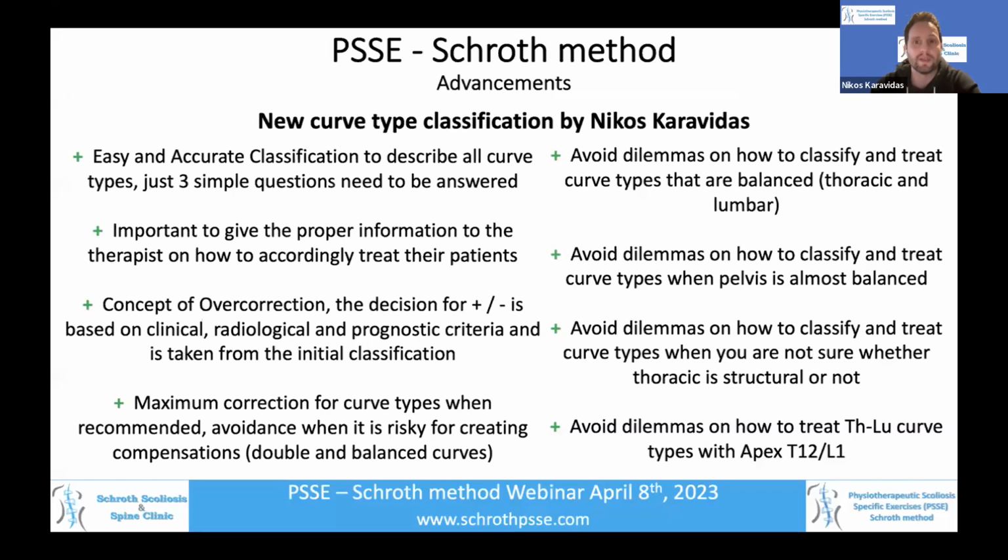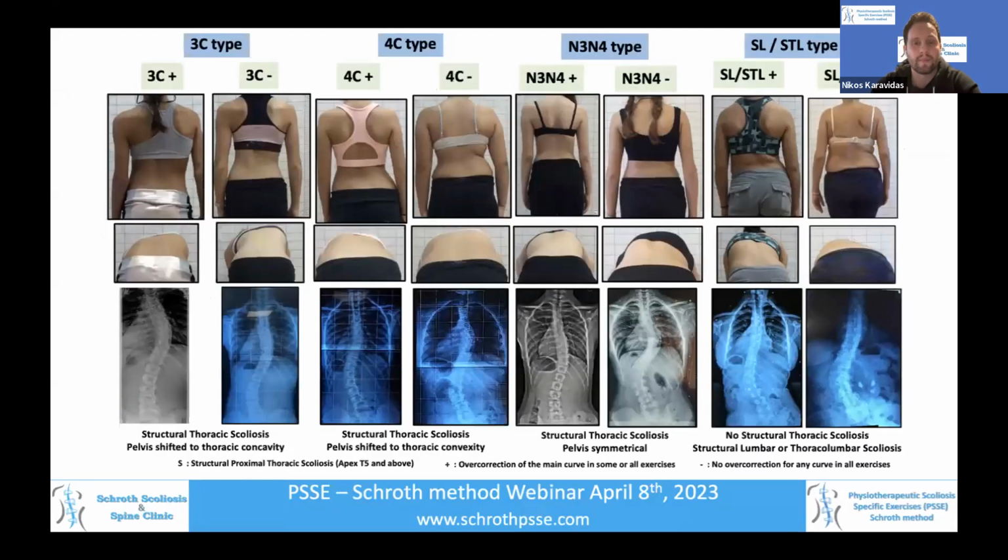And on the second section of this, my idea behind this classification was to avoid dilemmas that can be created for the therapist. So some of them could be how to classify and treat curve types that are balanced. So in some other schools, you have to decide whether the main curve is thoracic or lumbar. For us, it doesn't matter, because this can be very tricky sometimes. You will see some examples on the next slide. Also to avoid dilemmas on how to classify and treat curve types when pelvis is almost balanced, or how to classify and treat curve types when you are not sure whether thoracic is structural or not, or to avoid dilemmas on how to treat thoracolumbar curves, which is a specific category that should be analyzed better.